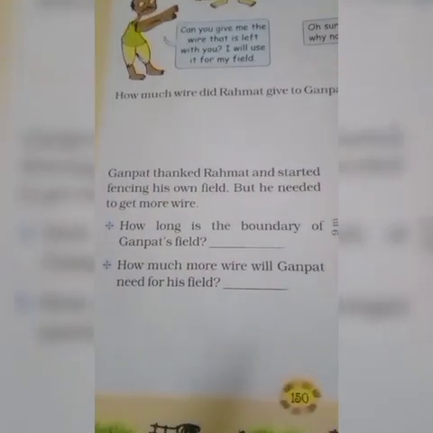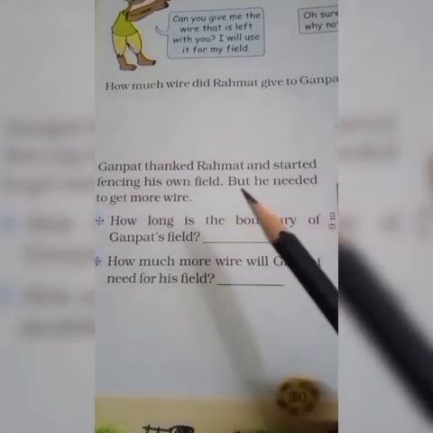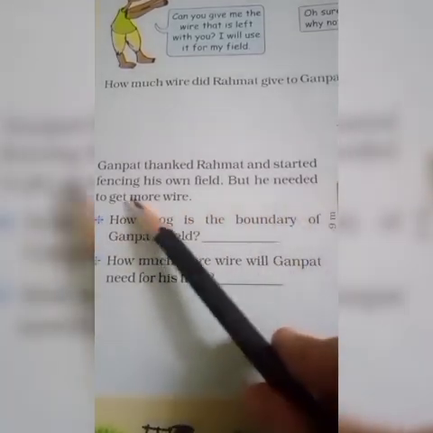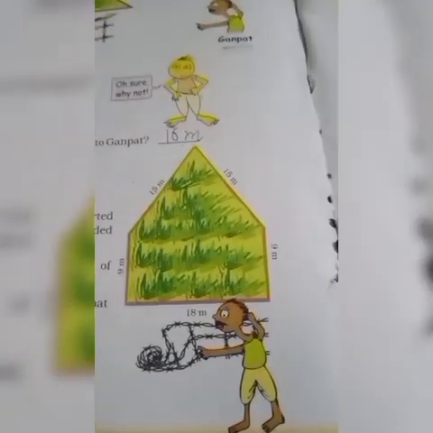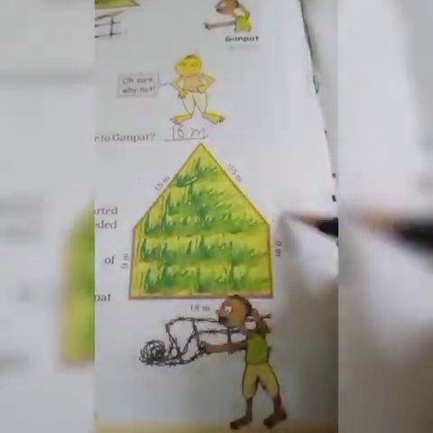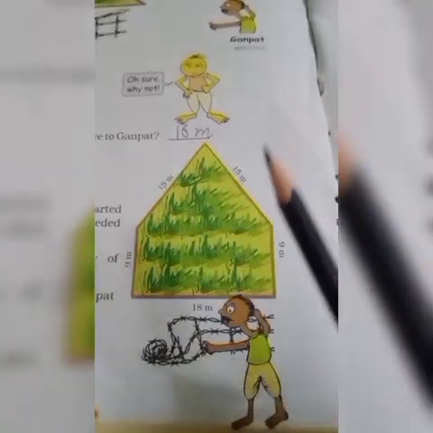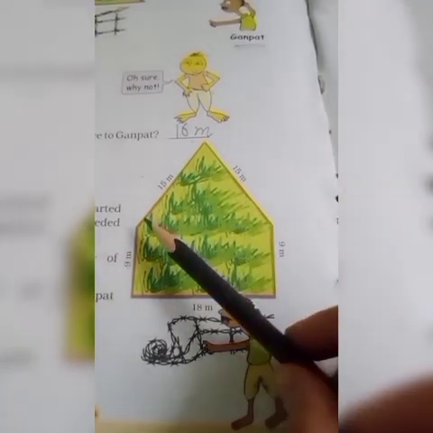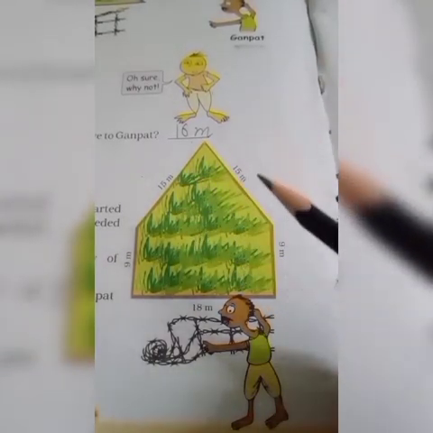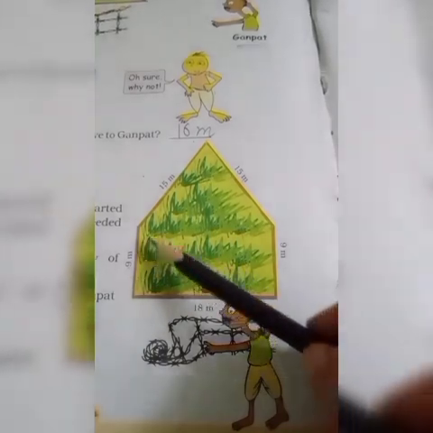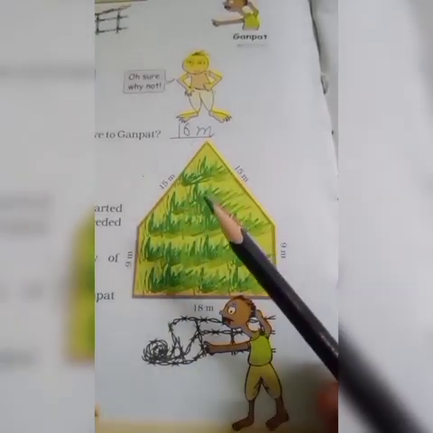Now students, Ganpat thanked Rahmat and started fencing his field, but he needed to get more wire. तो सबसे पहले स्टूडेंट्स हमें ये फाइंड आउट करना है कि गणपत को टोटल कितने बाउंड्रीज मतलब कितनी फेंस चाहिए, राइट? सो फॉर दैट स्टूडेंट्स, as we all know that whenever we want, अभी हमने रहमत का भी फाइंड आउट किया था ना, how? By adding all the sides of the field. हियर ऑल्सो गणपत की जो फील्ड है उसकी सारी साइड्स को ऐड करेंगे तब हमें पता चल जाएगा ना, राइट?